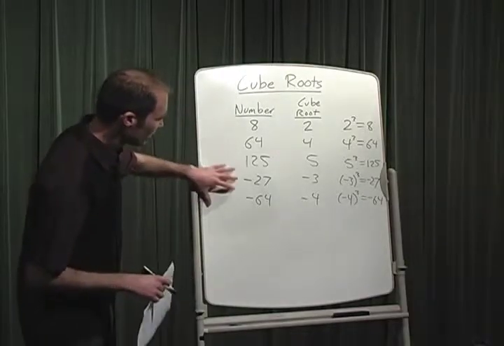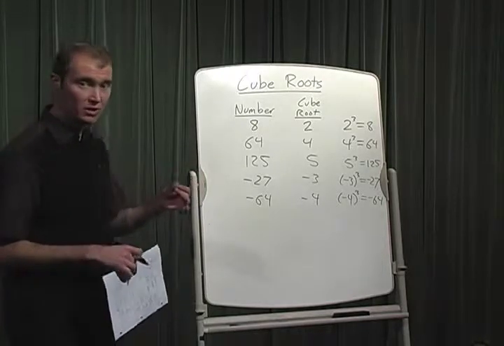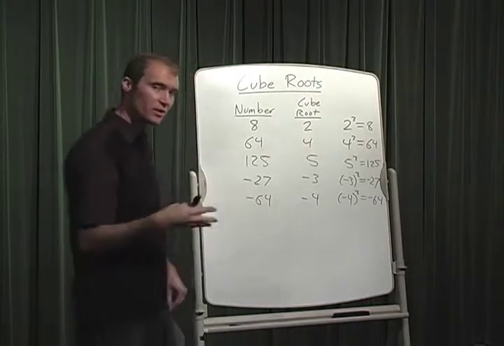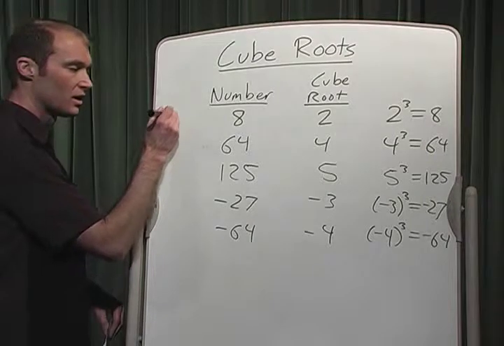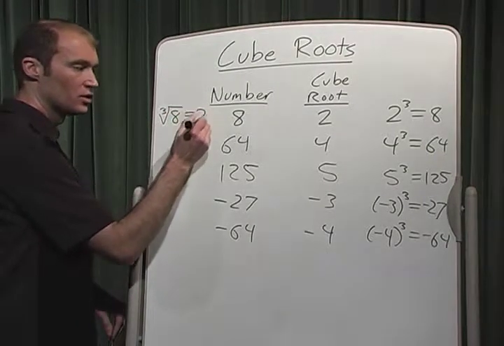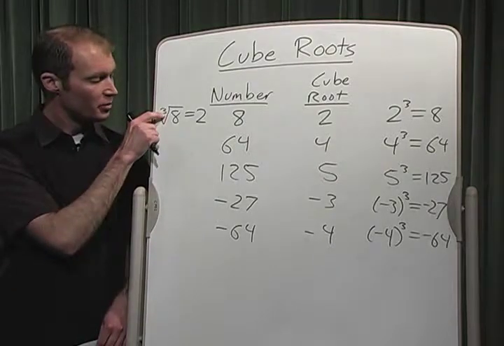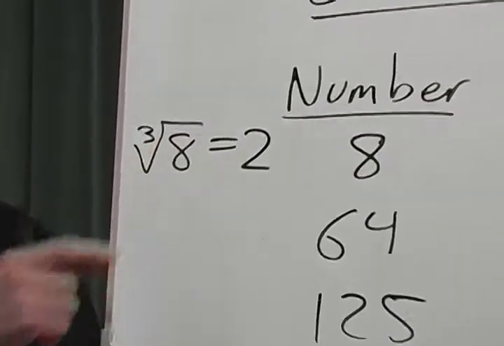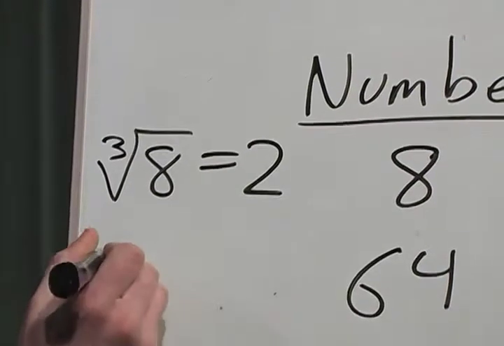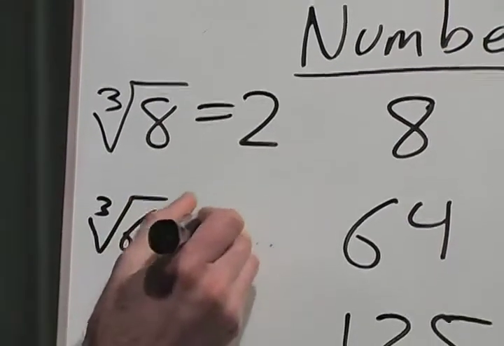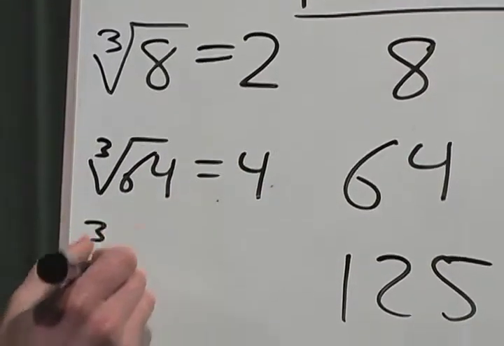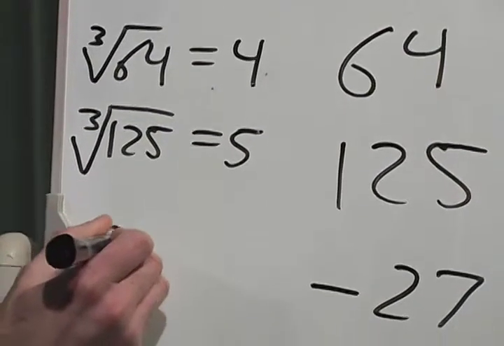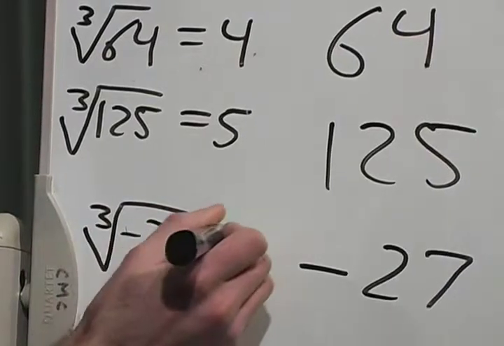Now, over here on this part of the board, I want to write the notation that we're going to be using. We said that the cube root of 8 is 2. Here's the way that we write it. The cube root of 8 equals 2. Notice how this has a small 3, right above the crevice of the radical. This indicates that it's a cube root rather than a square root. So here I could say the cube root of 64 equals 4. The cube root of 125 equals 5. And then here I'm going to have the cube root of negative 27 equals negative 3.